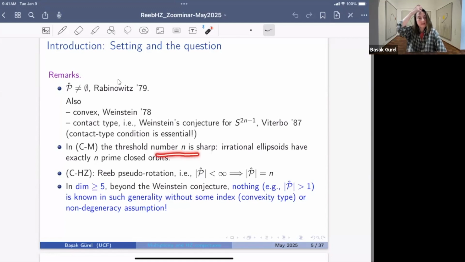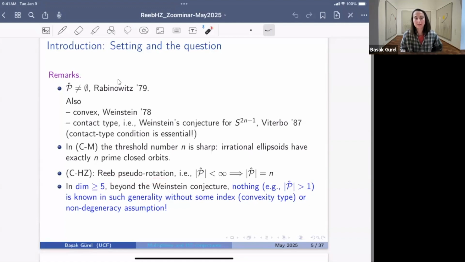So what else? In the multiplicity result, the number n or infinity, of course, comes from somewhere. We know that non-degenerate Reeb flows on irrational ellipsoids have exactly n prime closed orbits. Another way to phrase the Hofer-Zehnder conjecture would be that if you have finitely many prime closed orbits, then you have precisely n. There is a point to phrasing it this way, because as we will see later on, the proofs pretty much work this way. In the case of our proofs, I always assume that we have a pseudo rotation.